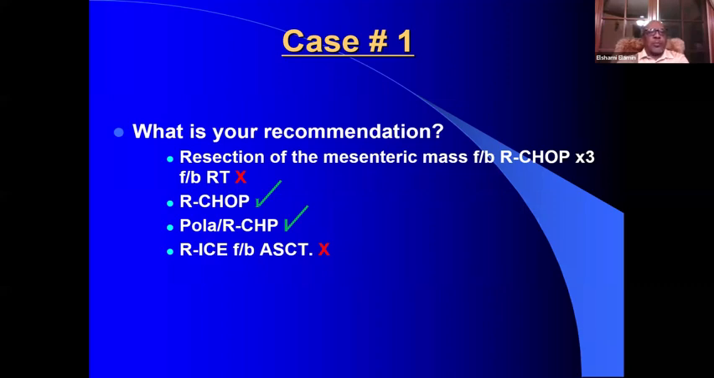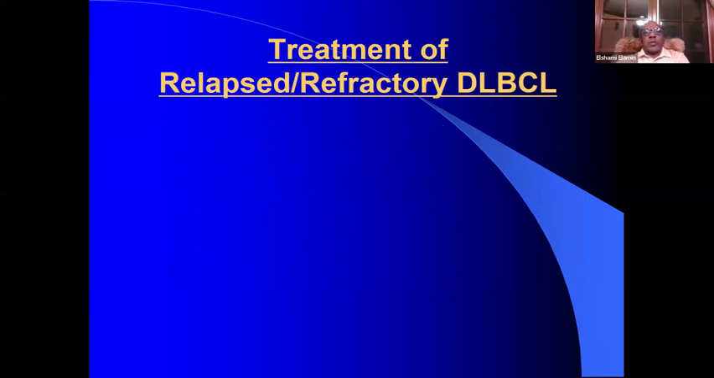R-CHOP is okay. Pola-R-CHP is the new regimen. Now it is head-to-head with the R-CHOP, and even preferred for patients with IPI of 2 or more. Giving R-ICE followed by autologous stem cell transplant is a wrong answer because this is a later or second line for relapsed disease, not front line.